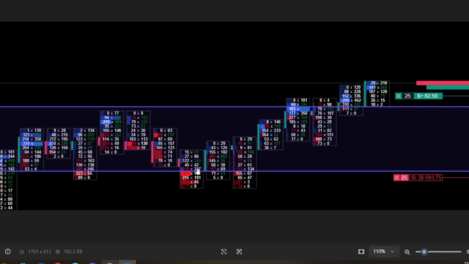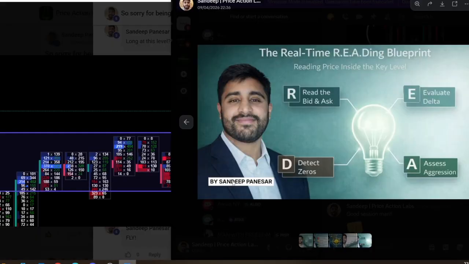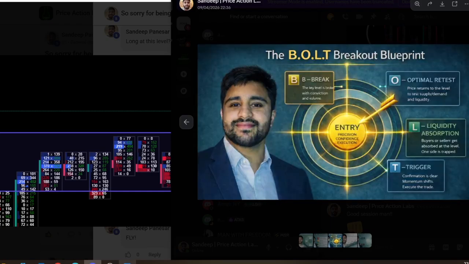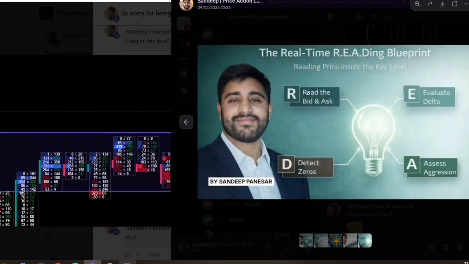Good question. Can I answer that in the Bolt Breakout? I'm going to get to that. Absolutely, I just want to go in order, because going in order is very important. Once we've got good trade positioning, we then want to read price, or have an understanding of how to use footprint charts to our advantage. So what we've essentially done is gone around the reading framework: we've understood the bid and ask, evaluated the delta, assessed aggression, and detected zeros.